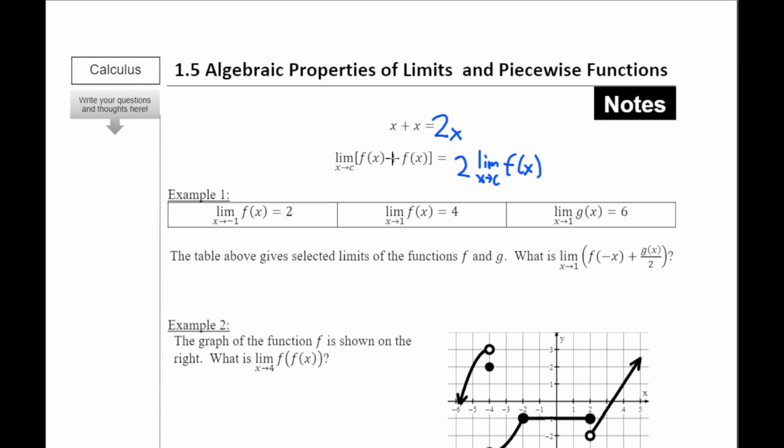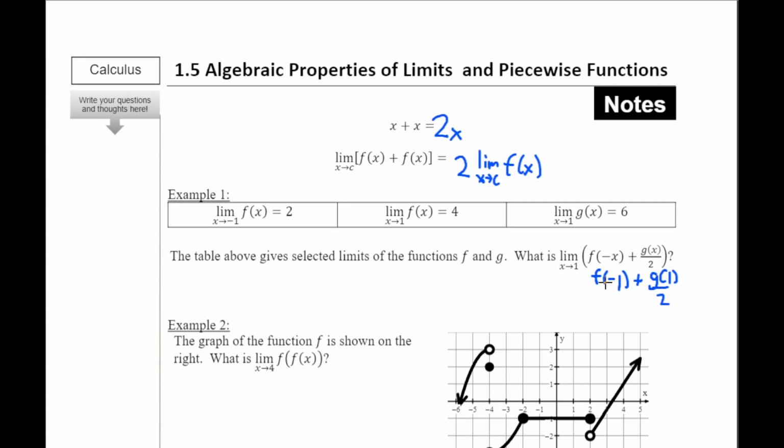So example 1. Do you see they give us a table of values right here? The table above gives selected limits of the functions f and g. What's the limit as x approaches 1 of f of negative x plus g of x, over 2? So you do all these limits within the parentheses here. You kind of see f of negative x, right? As x approaches 1, that's asking pretty much for the limit as x goes to negative 1, because if you plug x equal to 1 in here, that becomes negative 1, plus g of 1, over 2.